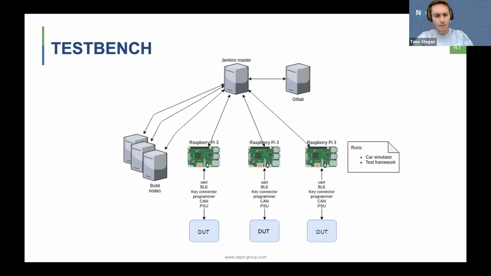This is an overview of the system that we created. So you see the Jenkins master there, connected to some build nodes where the firmware is built. And once this is built, the firmware is pushed to the Jenkins nodes running on Raspberry Pis, which then flash the firmware on the device under test.